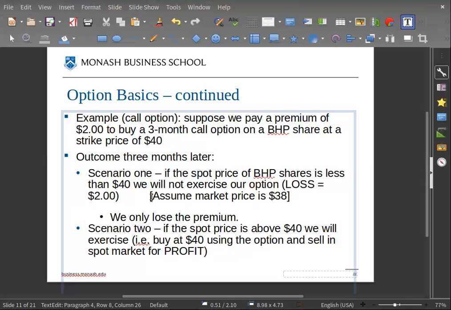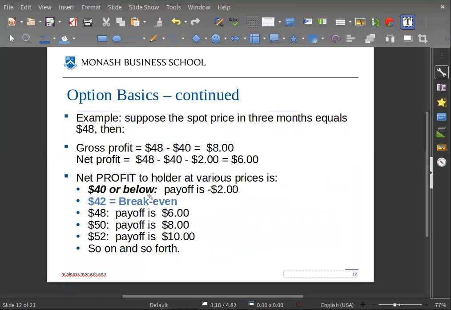Let's look at it in a little bit more detail. Suppose the spot price in 3 months goes up to 48. So our gross profit here is going to be 48 minus 40, because we will be triggering the execution clause or the exercise clause of our option.